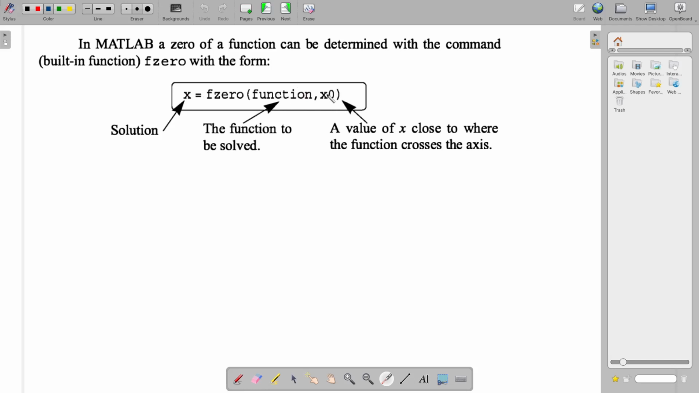and an approximated root. This is something close to the root. If we give a function and an approximated root, fzero will find the solutions. There are several ways to pass a function into fzero. The first method is to give the function as a string. Okay, we'll look at an example.